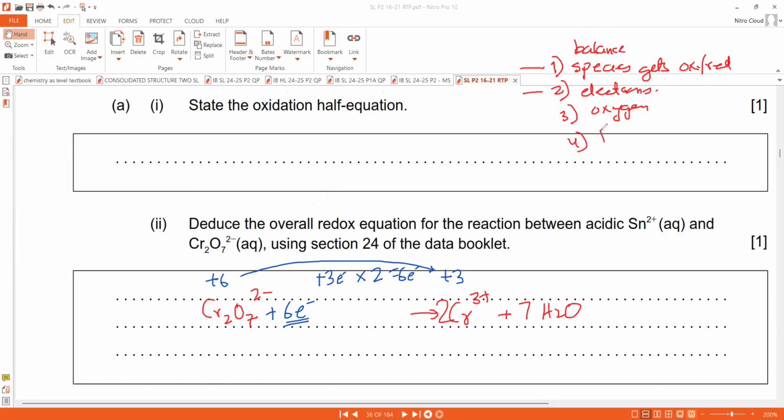Fourth and the last is balance hydrogen. So to balance hydrogen, you add H plus ions. I repeat, to balance hydrogen, you add H plus ions and not the hydrogen molecules, H plus ions, because it's acidic medium.